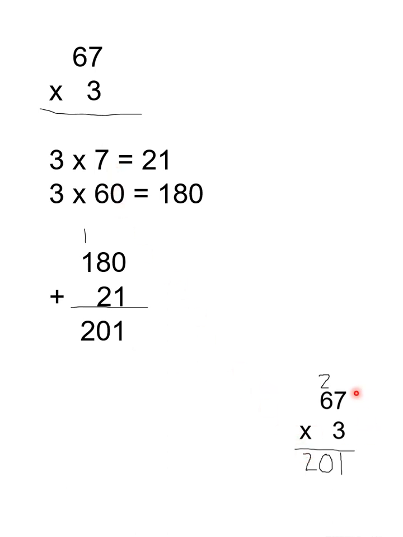Now, look at the difference between this and this. All right, 7 times 3 is 21. Carry the 2. 6 times 3 is 18. Plus 2 is 20. 201. We got the same answer.